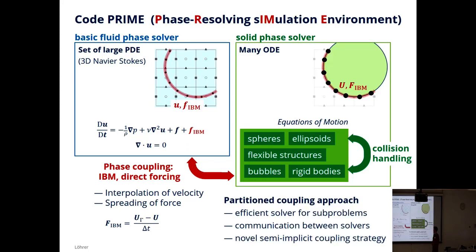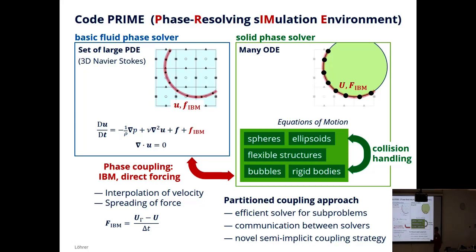And this entire approach has the advantage that we can freely choose any solver for either problem. So we can use efficient solvers for the fluid and efficient solvers for the particular kind of disperse objects we have. All we have to do is provide the communication between the two solvers.